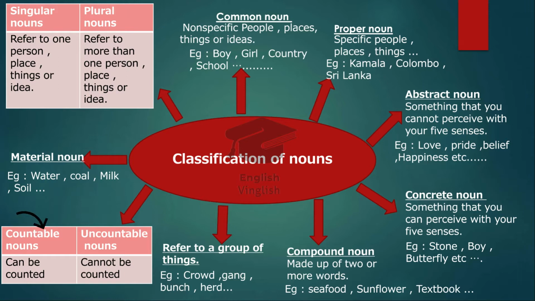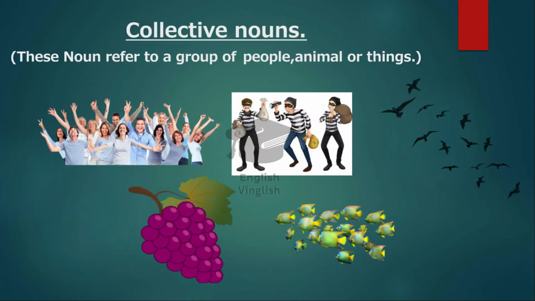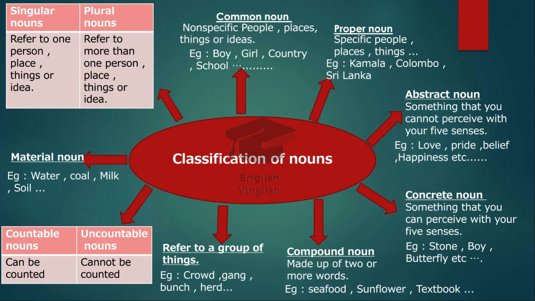Countable nouns and uncountable nouns. Countable nouns, we can count them. Uncountable nouns, we cannot count. For example, rice, water, milk, we cannot count. Collective nouns. Collective nouns refer to a group of things: crowd, herd, gang. Material nouns. Material nouns are water, soil, air, etc.